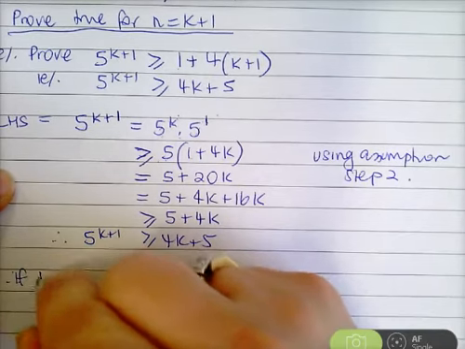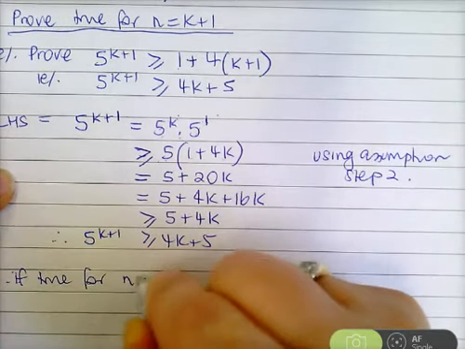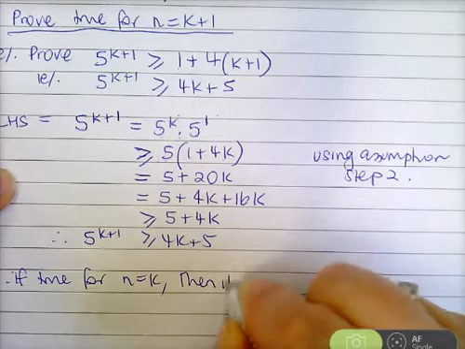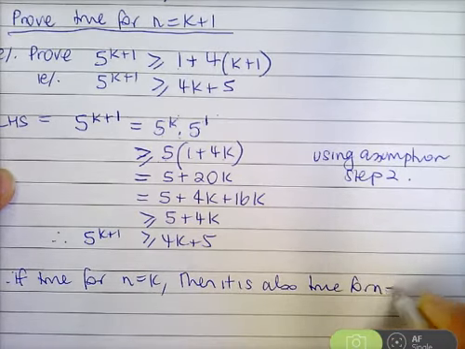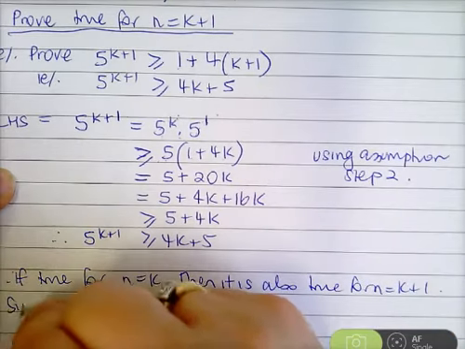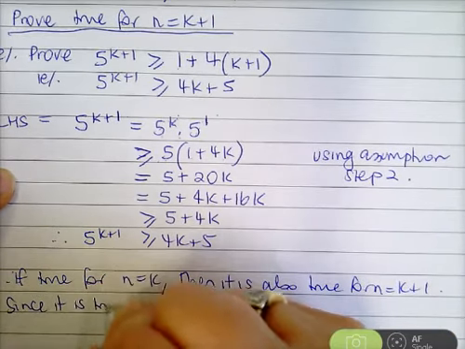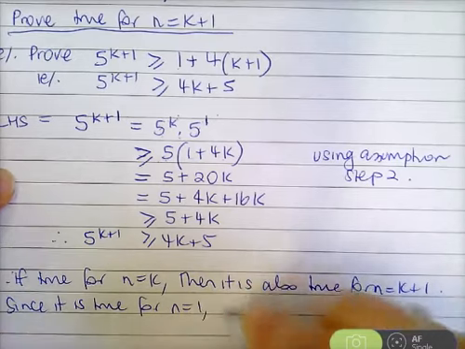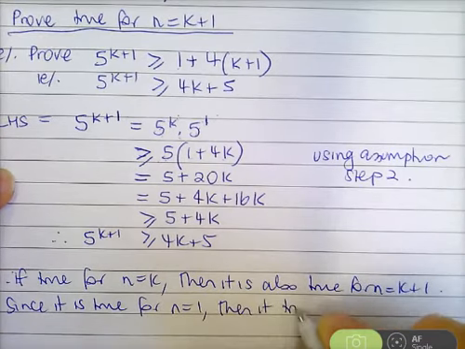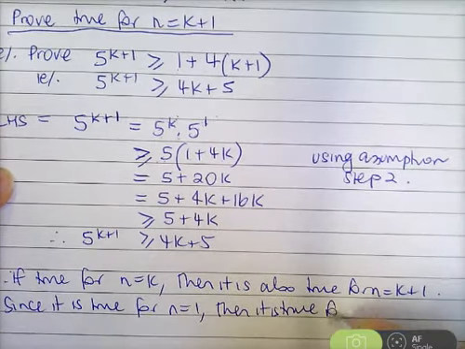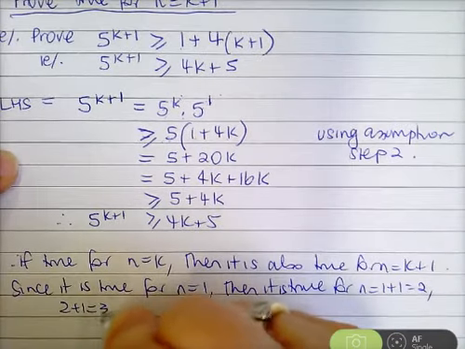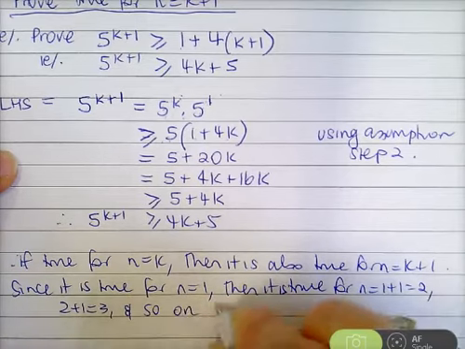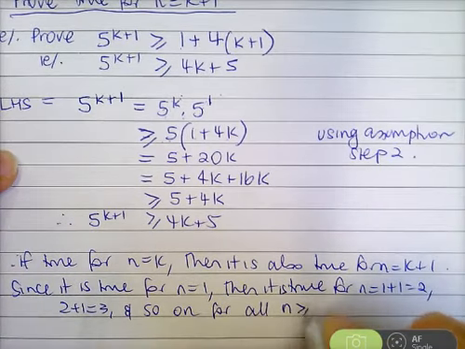If true for n equals k, then it is also true for n equals k plus 1. Then since it is true for n equals 1, it is true for n is 1 plus 1, which is 2, 2 plus 1, which is 3, and so on, for all n greater than or equal to 1.